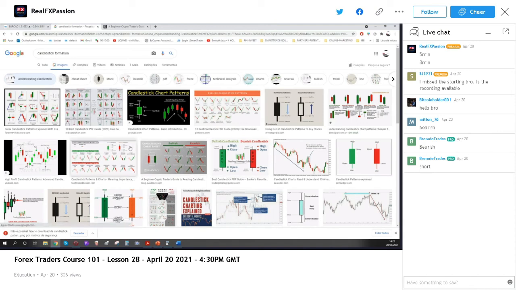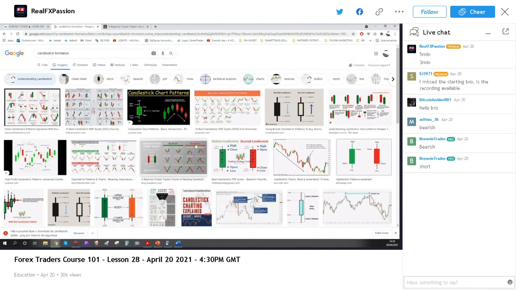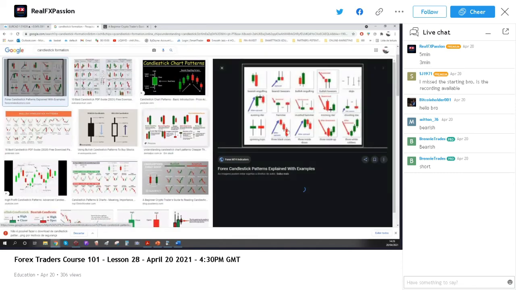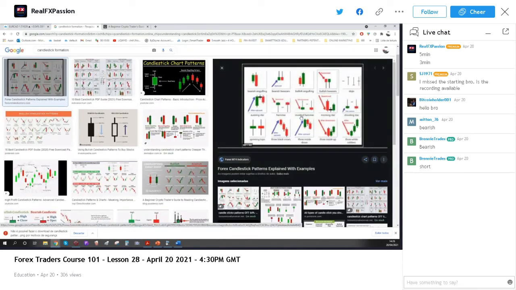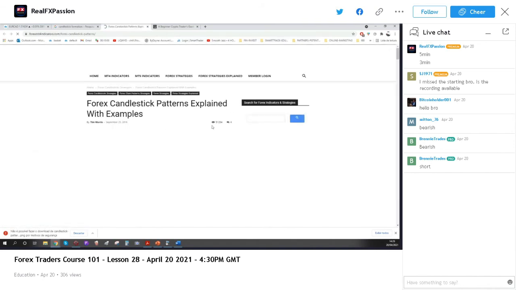Candlesticks, which one should we use? They all seem good: bullish, bearish, single. Oh, this one looks nice. This one looks nice. Let's open the web page.